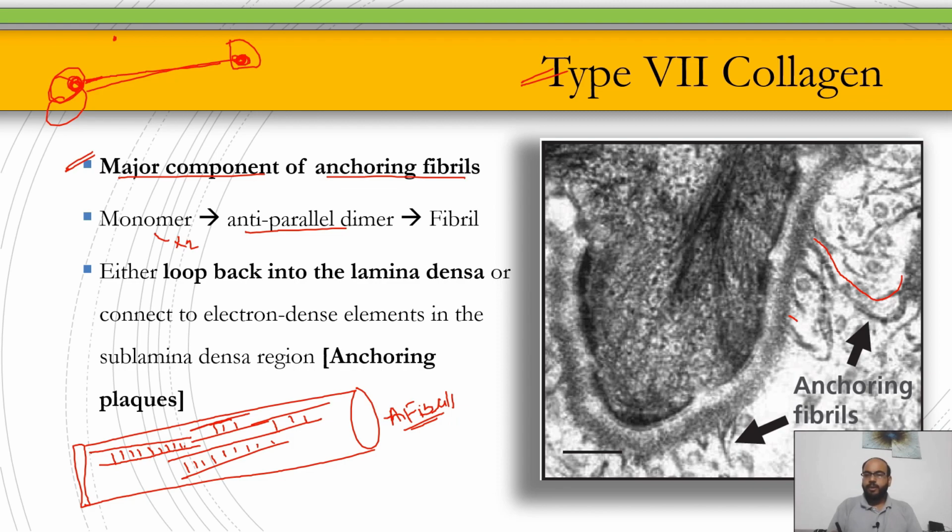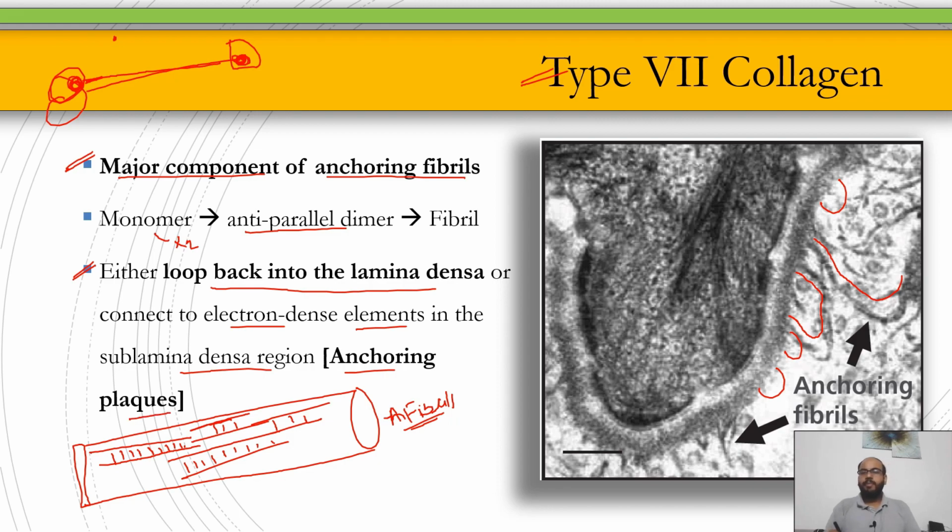Okay, so in this electron micrograph, you can see this tube coming from lamina densa, going again inside lamina densa. Okay, so these kind of C-shaped or arc structures are found, which are known as anchoring fibrils. These fibrils either loop back into the lamina densa or connect to electron dense elements in the sublamina densa region, which are known as anchoring plaques.